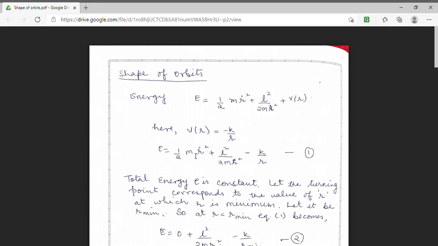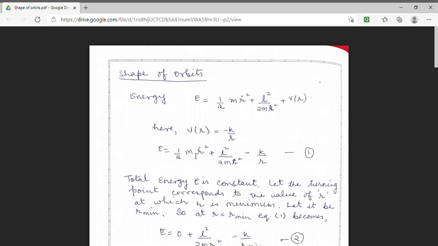I am dealing with the first paper, that is Classical Mechanics, and we were discussing the central force problem. That means we are solving our problem in r, theta polar coordinates. Now, in today's lecture, we are going to derive the shape of orbits.